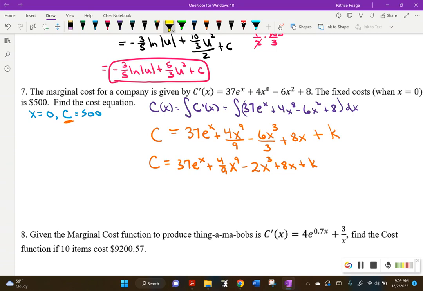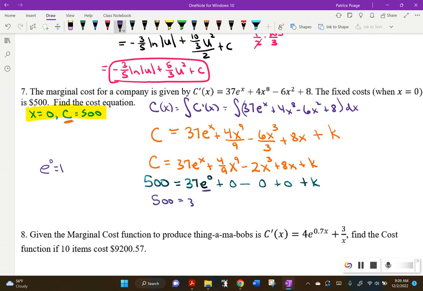So this is where I remind myself that I was given this point. x is 0, y is 500. I'm going to plug that in. So my y value, my c value is 500 when x is 0. So 37e to the 0 plus 4/9 times 0 to the 9, that's just 0. 2 times 0 cubed, that's 0. 8 times 0, that's just 0, plus k. All right. e to the 0, I'm going to remind you, equals 1. And so we have 500 equals 37 times 1 plus k.